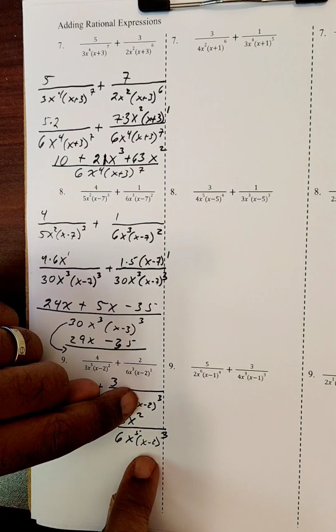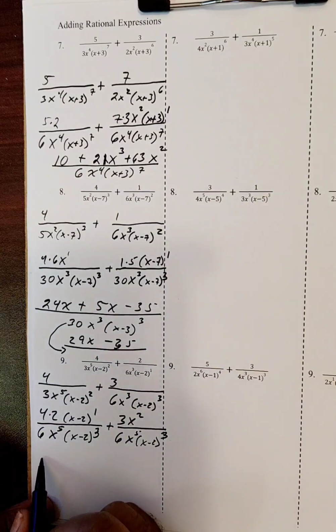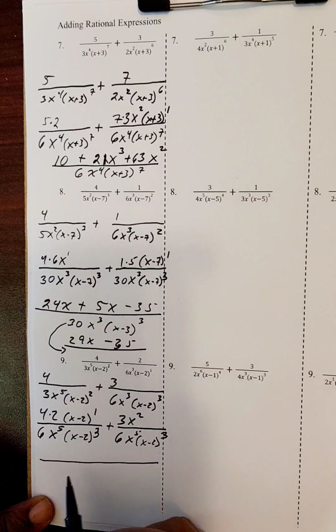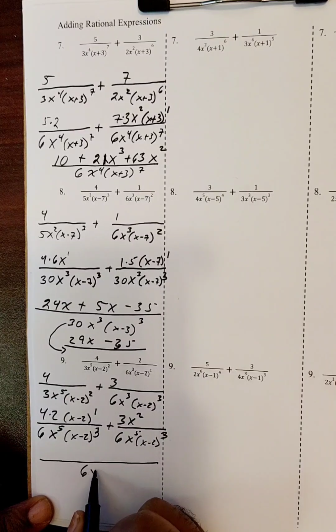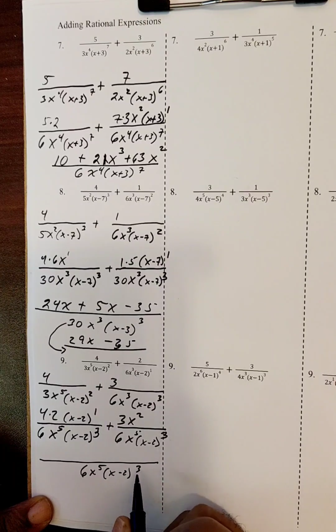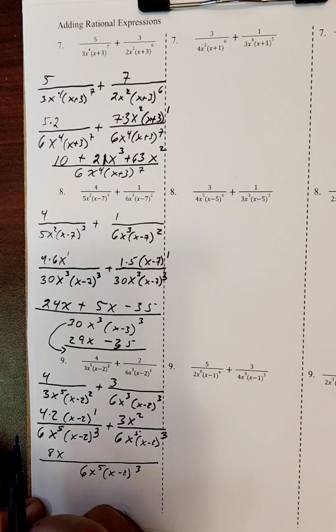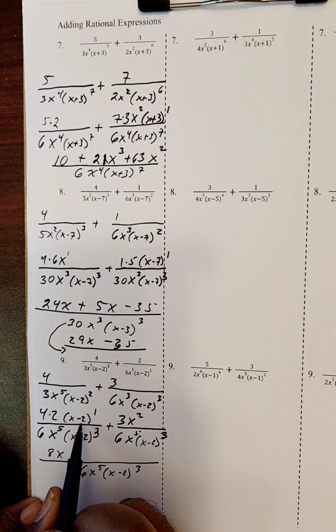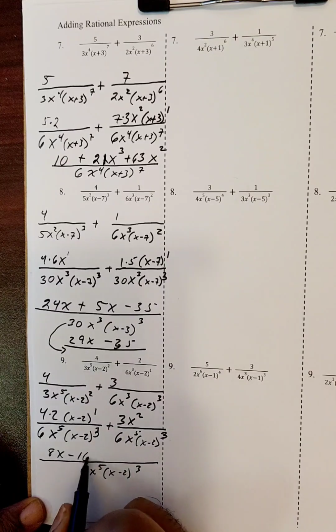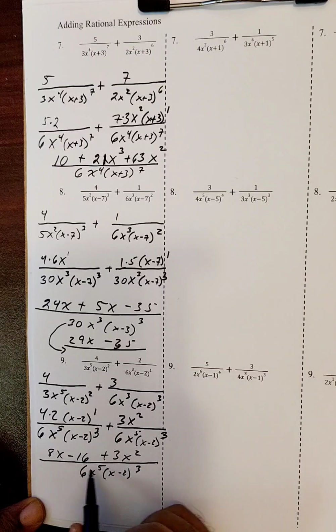Here we have x minus 2. There's 3 of them. Here we have x minus 2. There's 3 of them. So there's nothing additional there. So we're going to go ahead and write our common denominator as 6 x to the 5th power times x minus 2 all to the third power. So we're going to multiply these two and times x. So 4 times 2 times x will be 8x. Next, 4 times 2 times negative 2 will be negative 16. And here we have a 3x squared, so we're going to put plus 3x squared. And we are done with this problem.